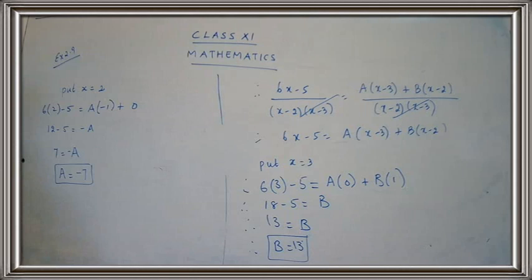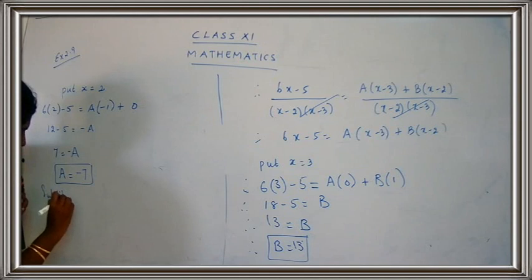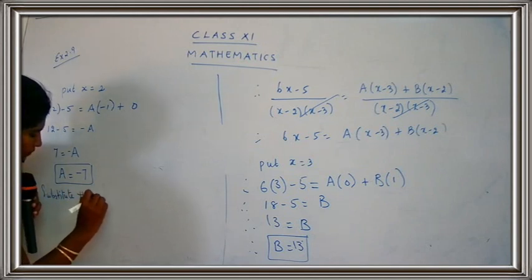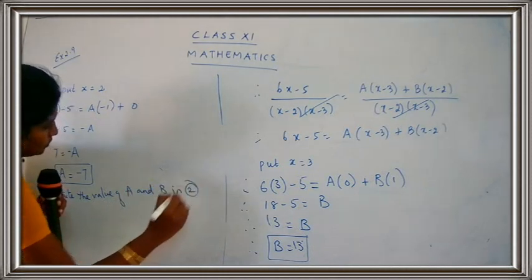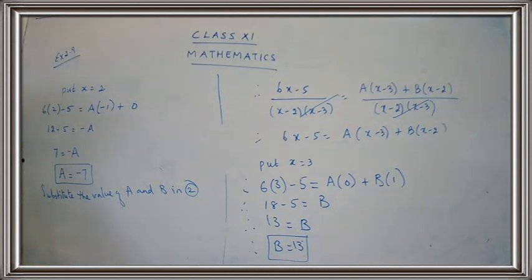So we have got the value for A and B. What is the value for A? A is minus 7. And the value for B is 13. Okay, so now what are we going to do? We are going to substitute the value for A and B. So we have considered the second point, yes children. So you are going to put the value for A and B in the second equation.